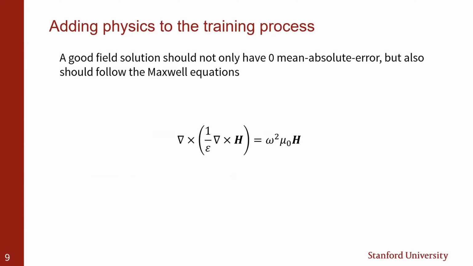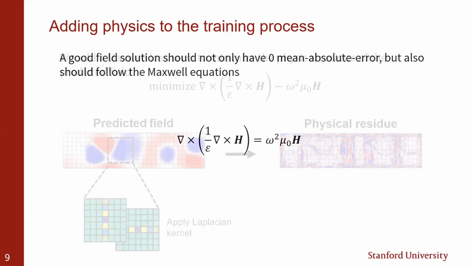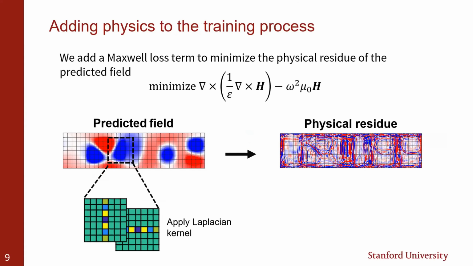We observe that a good field solution should not only have zero mean absolute error, but also should follow the Maxwell equations. And in terms of the magnetic field H, it should follow the Helmholtz equation. Thus, one of the training objectives should be minimizing the difference between the two sides of the Helmholtz equation, given a predicted field. So we add a Maxwell loss term to minimize this physical residue, which can be computed by applying a Laplacian kernel onto the field matrix.